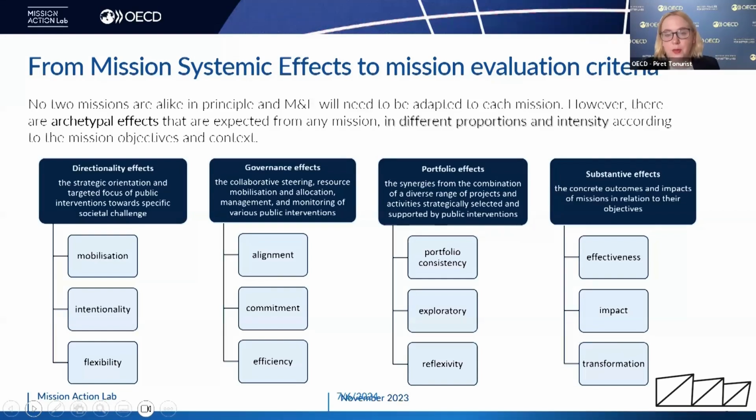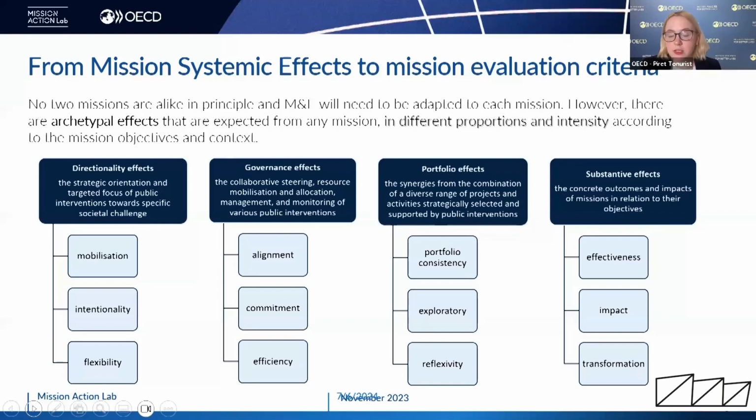And then, in terms of everyday practice, we also encourage looking at portfolio level effects. So how the mission management team is able to ensure that the initiatives or projects they are funding or supporting are consistent. Are they able to also fund exploration? If we don't know a certain part of how a mission should be achieved, what solutions should work best, can we have an exploratory part of the portfolio, and how do we learn from that?